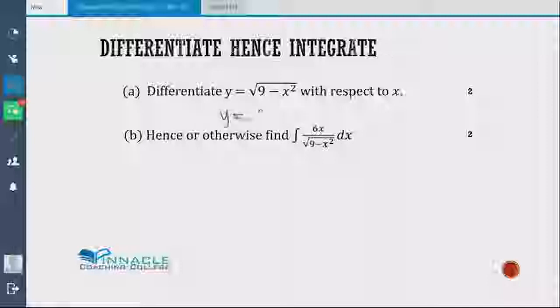So you will need to treat that as 9 minus x squared to the power of a half, and then differentiate that. I'll let everyone have a chance to differentiate it first, and we'll discuss how to do the second part.